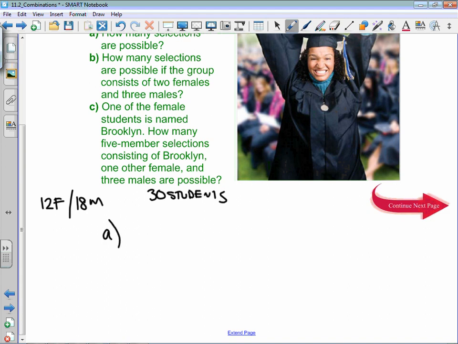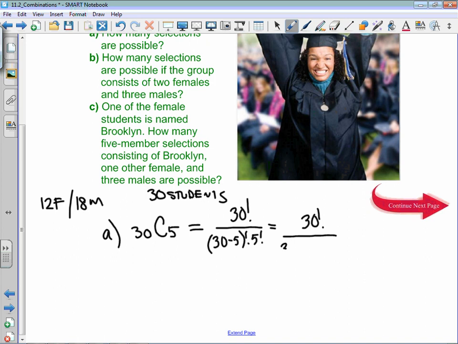Part A doesn't have any restriction, it just says how many selections are possible. Well, there's 30 students, so I'm going to take the 30 and we're going to choose 5 from that 30. Now I'm going to put this into the factorial and then we'll use the button on the calculator. 30 choose 5 can be written as 30 factorial over 30 minus 5 factorial times 5 factorial. Worth seeing at least again how to manipulate these factorials. So this is going to be 30 factorial over, 30 minus 5 is 25, and then I'll keep the factorial there, times 5 factorial.